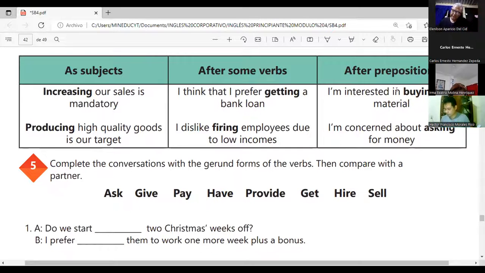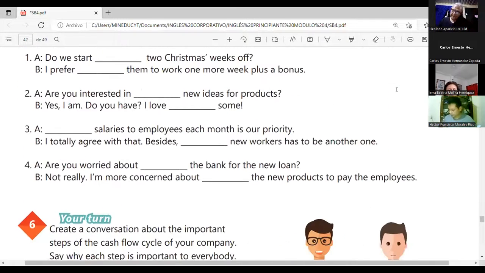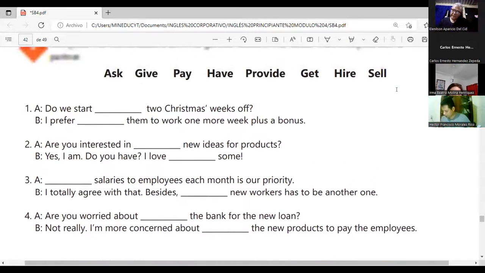Any other question? No? Bien. No sé si ya no hay preguntas o no sé si tienen alguna.